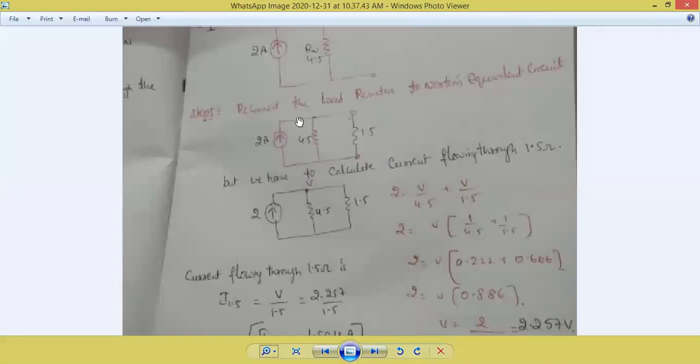Now you see all of you, how to solve this circuit? I am asking all students, see the circuit and tell me. Reconnect the load resistor to Norton's equivalent circuit. I have connected the load resistor 1.5. Now by seeing this circuit, what method are you getting in your brain? Nodal. Very good.